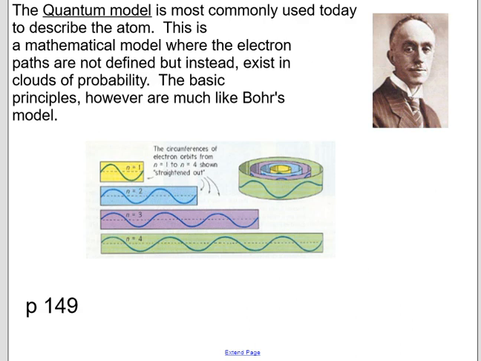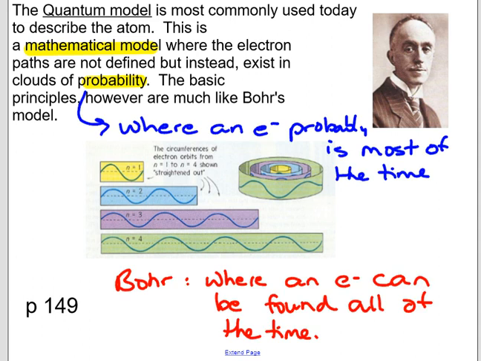There are a variety of different scientists who have expanded on Bohr's theory, and now we talk about a quantum model of the atom. The biggest difference between a quantum model of an atom and Bohr's model is that the quantum model is a mathematical model, and it's based on probability. Okay, it talks about where an electron probably is most of the time. This contrasts with Bohr, who talked about where an electron will be found all of the time.